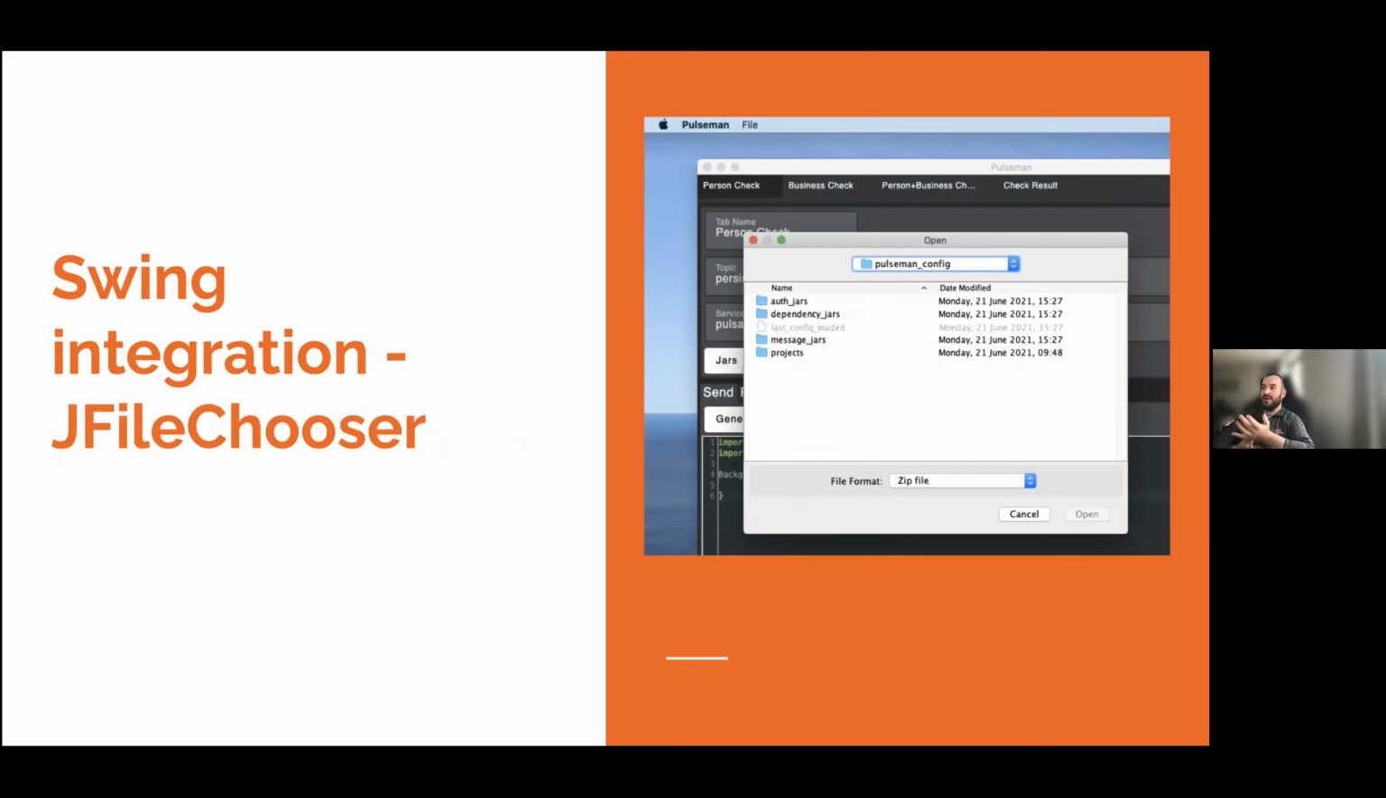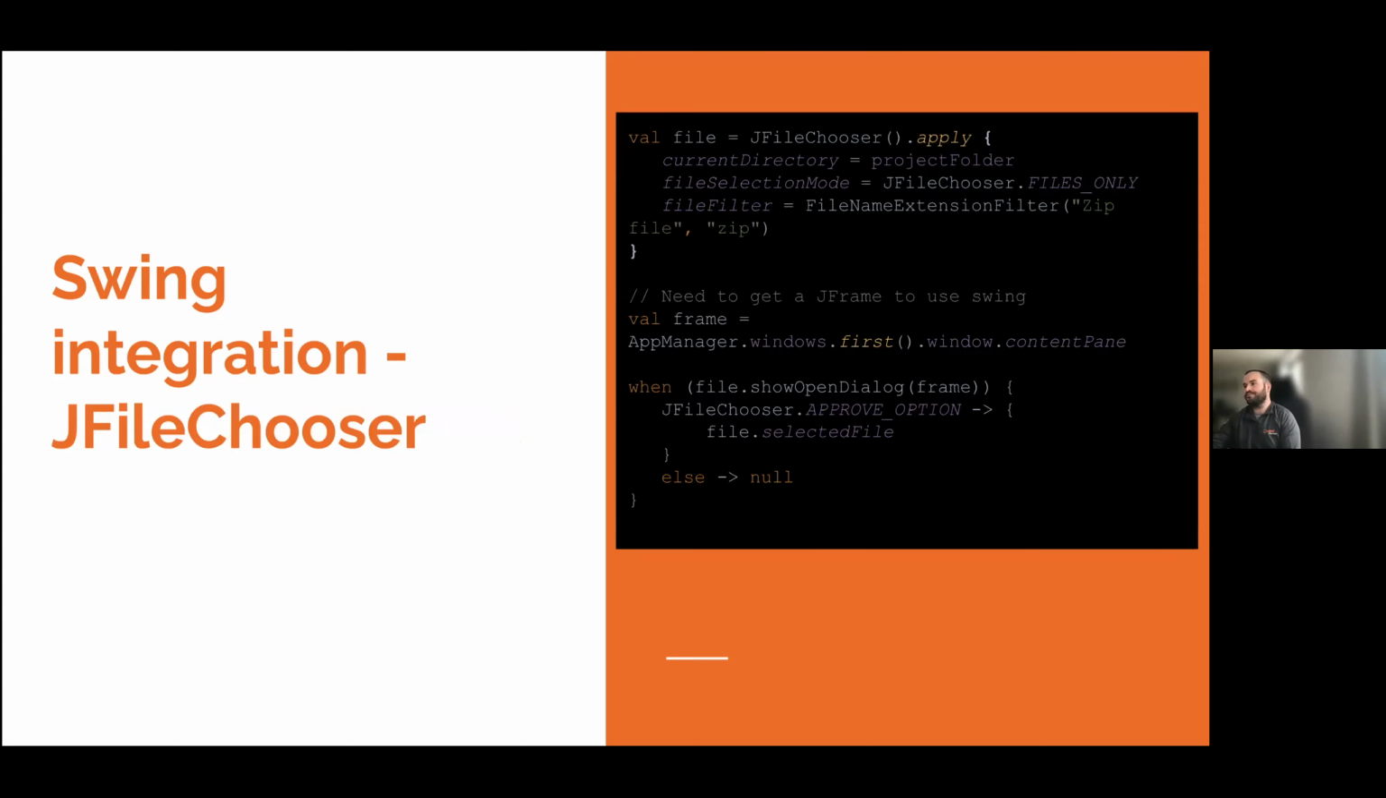So there's another way as well for integrating Swing components. I didn't have a file chooser out of the box, so I used JFileChooser. So you instantiate your Swing component, which is this file here. And then you need to go to the Compose App Manager and just get a JFrame. And you just pass the JFrame to the Swing components, and that's it. It just starts off really, really simple. So you call file.showOpenDialog, and you pass the JFrame in.